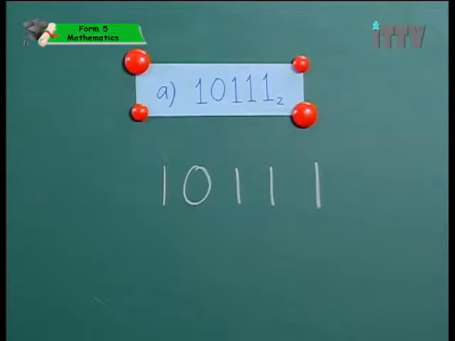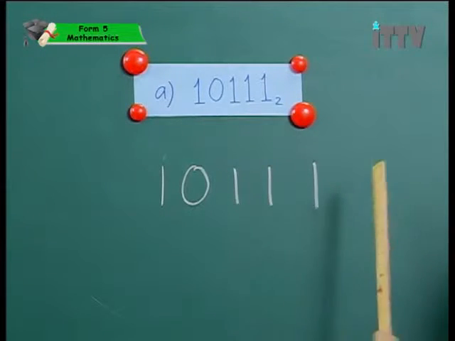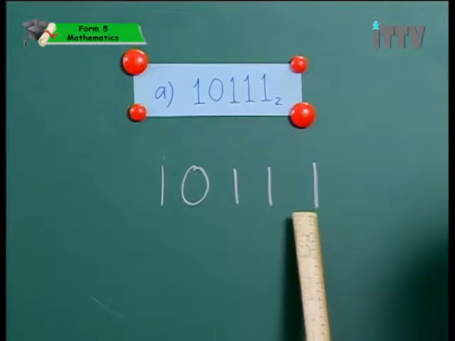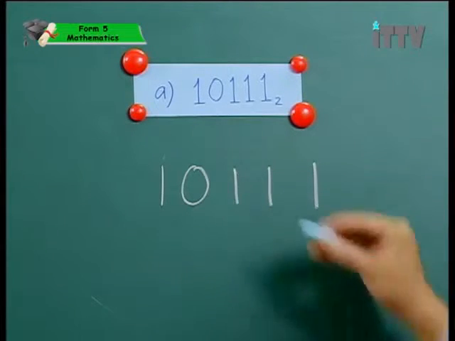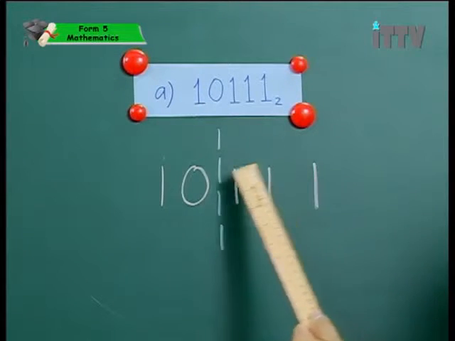Okay, and now we group it in groups of 3. Alright, so how do we do it? Groups of 3 from the right to the left. So we have 3 digits. Okay, it is already one group. So these 3 will belong to one group.